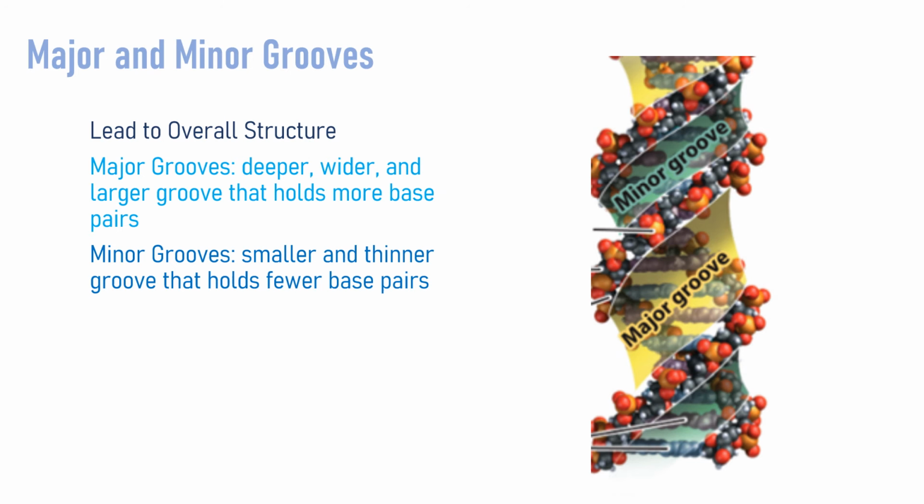There are also what we call major and minor grooves in DNA. These are essentially different parts of DNA where the coil is deeper, wider, and larger for the major groove and smaller or thinner for the minor groove.